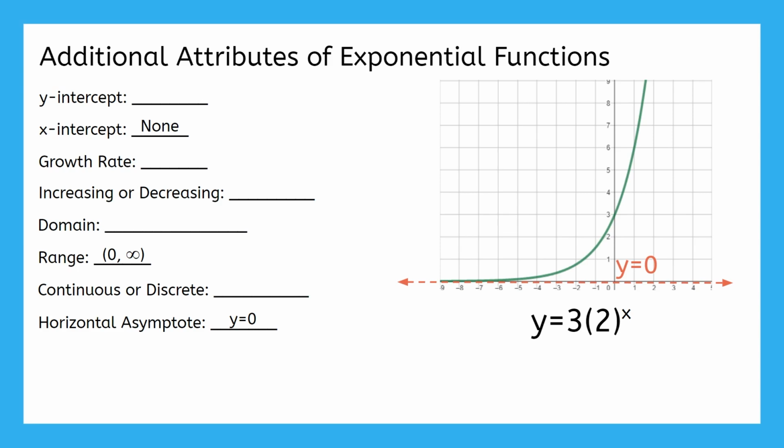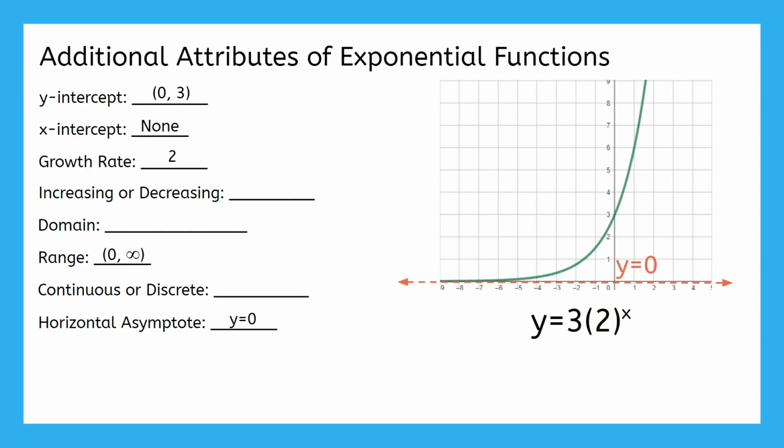Now, we can identify the y-intercept from the a value. It's (0, 3). What's our growth rate? I notice that our b value in the equation is 2, so our growth rate is 2.